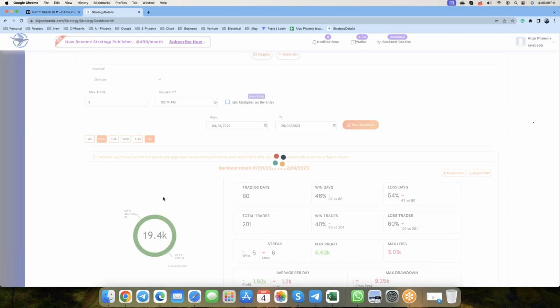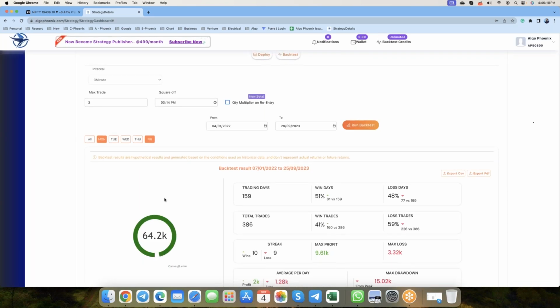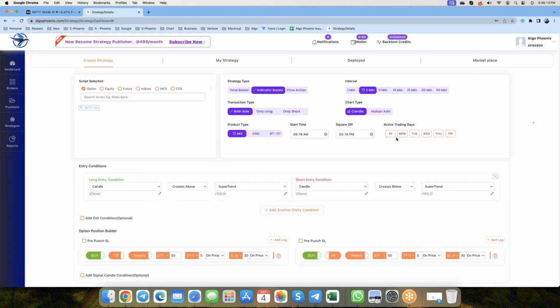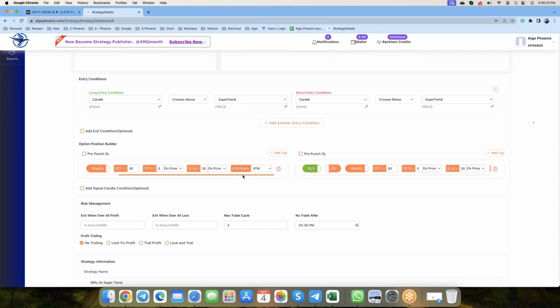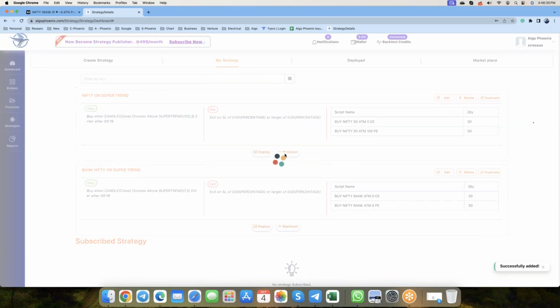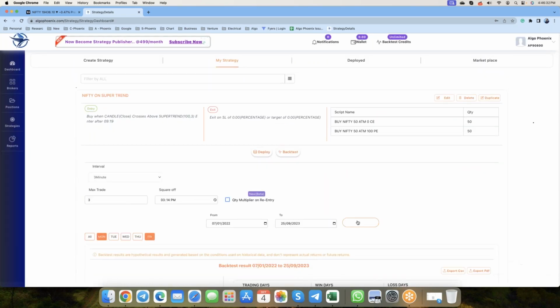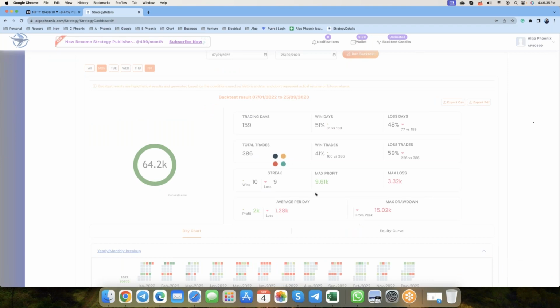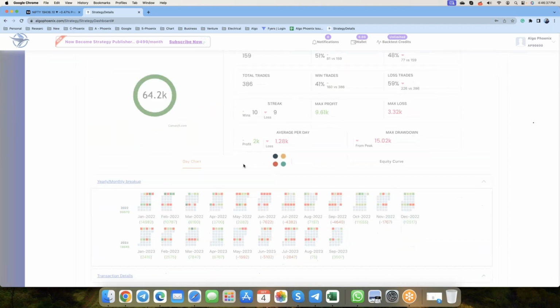Okay. So now let me modify the query. Let me edit this. I need only Mondays and Fridays, 3-minute time frame, factor 100,3, and this is ATM. SL points as 30 points is my stop loss, and I'll update my strategy. Now let me backtest it. Now I've got a favorable strategy which is giving me a profit month on month with just around 12,000 rupees investment. It is giving me this much profit.